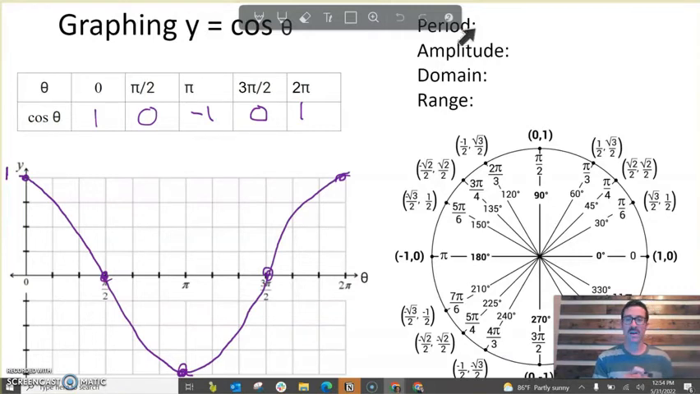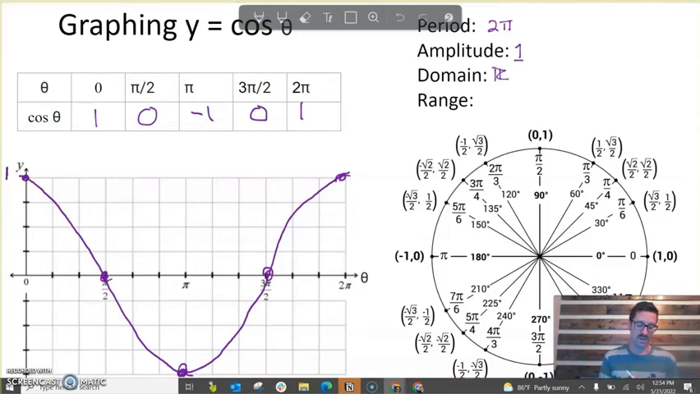If we're looking at it, once again, the only difference is where we start. When our angle of rotation is 0, when we're at 0 degrees or 0 radians, cosine has a value of 1. But all this other stuff's going to be the same. Our period is still going to be 2 pi. It takes 2 pi to get through this full cycle right here. Our amplitude is still going to be 1. We still got that maximum of 1. We still got that minimum of negative 1.